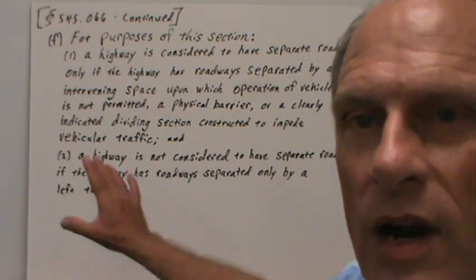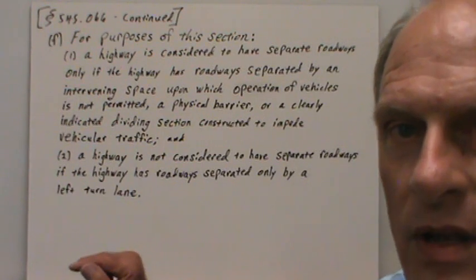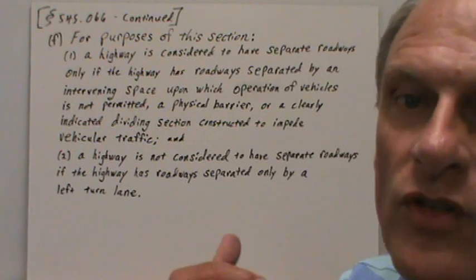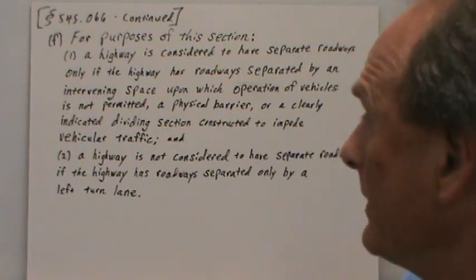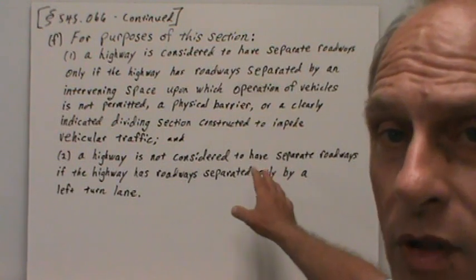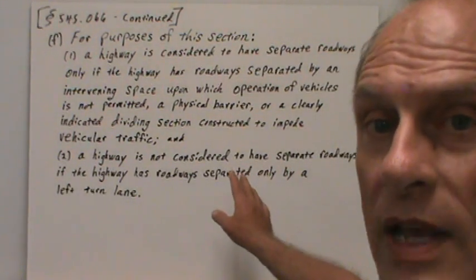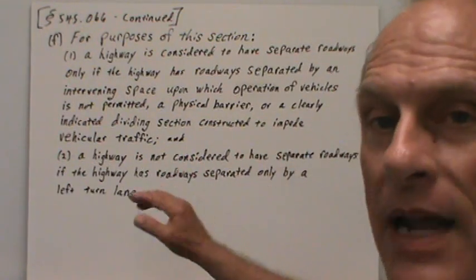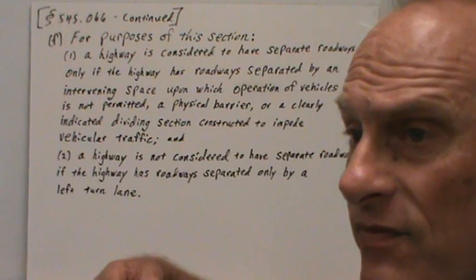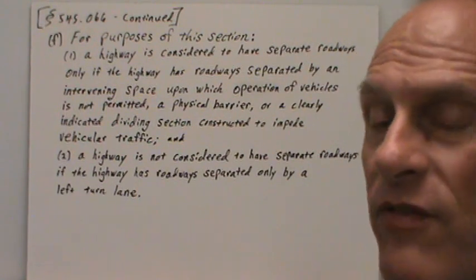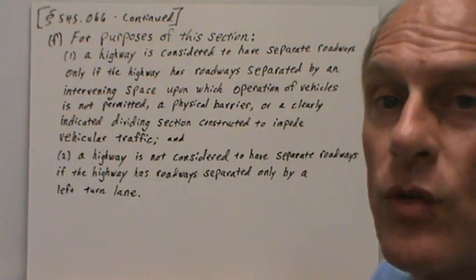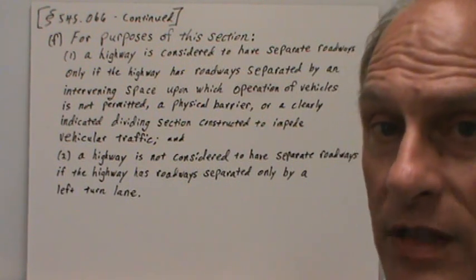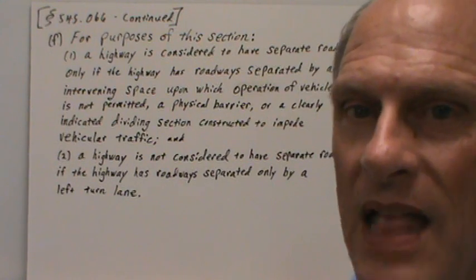So this is where a lot of the confusion takes place. Am I on a separate roadway? Am I not on a separate roadway for purposes of stopping for a school bus? And if you don't use the word separate, but rather separated, think of it that way. If it's separated by a barrier, by vegetation, by some sort of barrier, if there is an actual physical separation that you can't drive over or through, well, then that's going to be a separate or a separated highway.